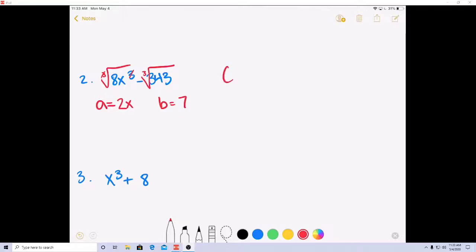Now let's go plug them in. It starts off A minus B, so 2x minus 7. And then it's A squared. This was a mistake we made a lot during the year. If I need to square A, I got to square the 2 and the x, so it becomes 4x squared. Plus, a times b, well, 2x times 7 is 14x. And then plus b squared, I got to square 7, so that makes him 49.